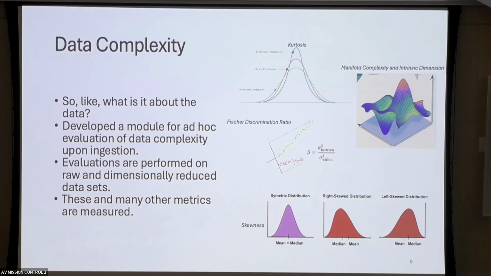Then think of manifold complexity and intrinsic dimension. If you have a data set with many different features and you reduce that down to its principal features, and let's just say they're in a three-dimensional space, what does that manifold look like? Is it rugged? Is it rough? Is it flat? You can also look at things like the Fisher discrimination ratio, which is a measure of the variance between classes or the variance within classes. This is how you measure imbalance in a data set. But you could also look at more conventional things like skewness. Is your data skewed to the left? Is it skewed to the right? Is it skewed around the middle? Is it evenly distributed? These are some of the things that the data complexity evaluator is calculating on the fly for every data set that you give the code base.